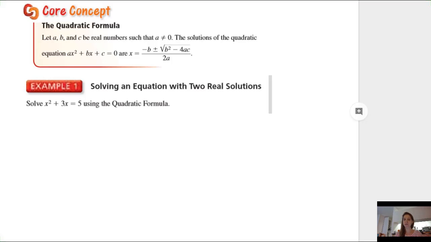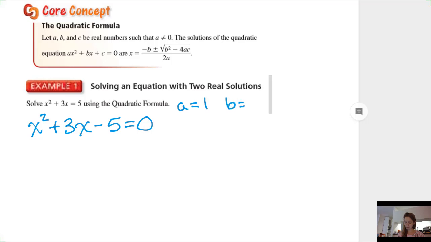Keep in mind, starting with example 1, that the equation must be in standard form before we apply the quadratic formula. So example 1, we have to move that constant of 5 over, so that we have x squared plus 3x minus 5 equals 0. And now we can identify a, b, and c because it's in standard form. a equals 1, b equals 3, c equals negative 5.